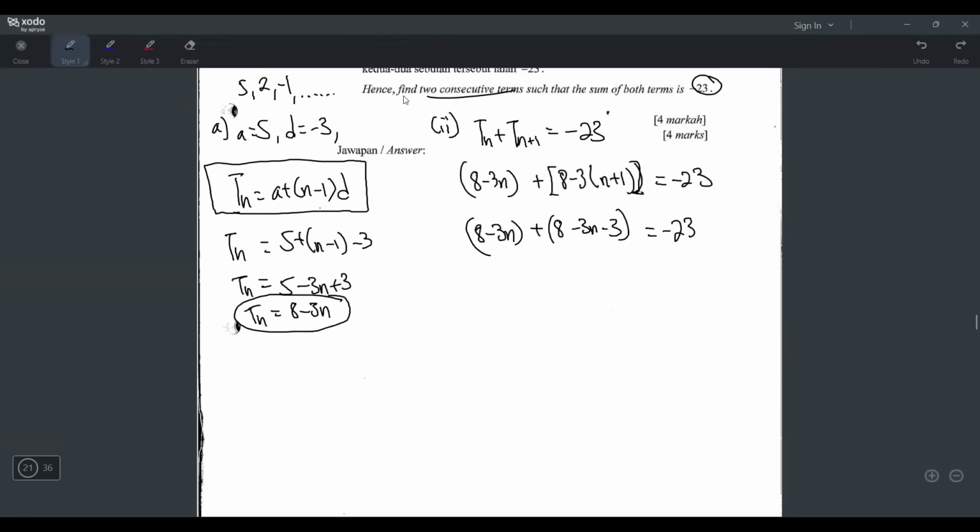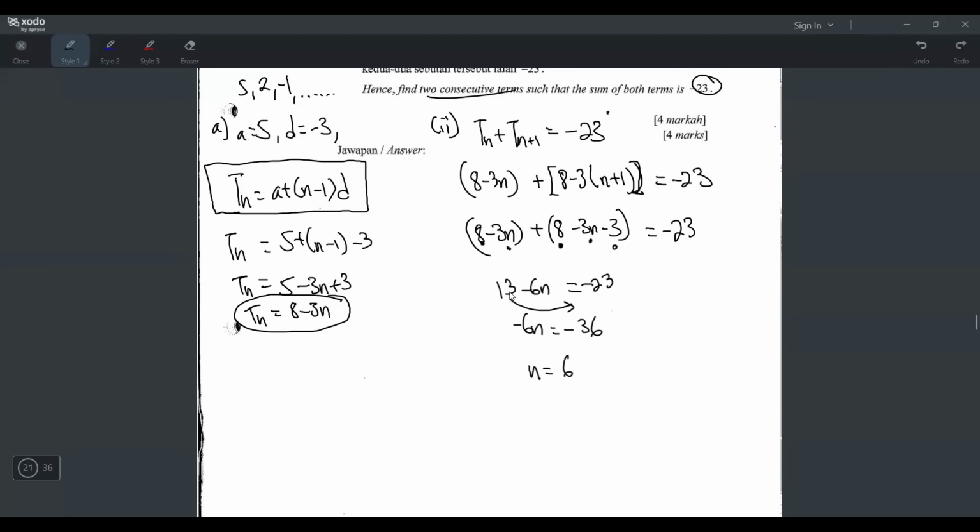Okay, now we can open all the brackets. Yeah, we can remove all the bracket because it's a plus, right? So when plus, like, no need to worry about it. Just buka bracket terus. So negative 3n minus 3n is negative 6n. 8 plus 8 is 16 minus 3 is 13 equals to negative 23. And to get n, I just have to pindah saja lah. So let's pindah 13. Plus 13 jadi negative 13. So negative 23 minus 13 is negative 36. So n is equals to negative divide negative positive. 36 divide 6 is 6.